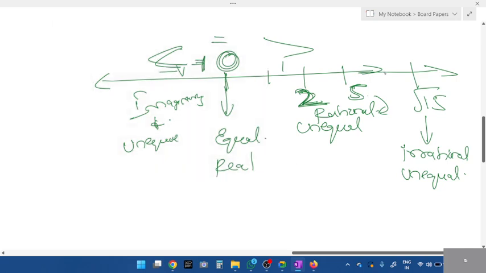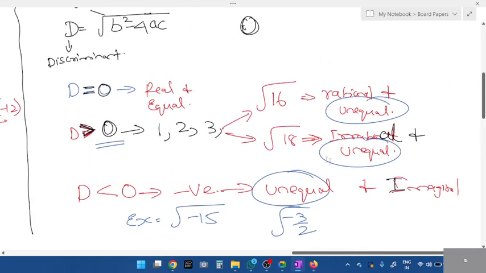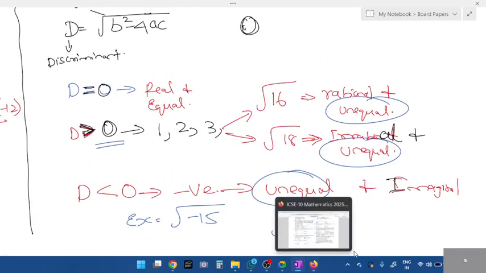Okay, apart from this, they give another value, 3/8. Is there any root value here? Response, students. Any root value? No. There is no square root symbol here. So you shouldn't check whether it is a perfect square or not when there is no square root symbol. Therefore, 3/8 is a rational number. Okay, b square minus 4ac. All the concepts are done.